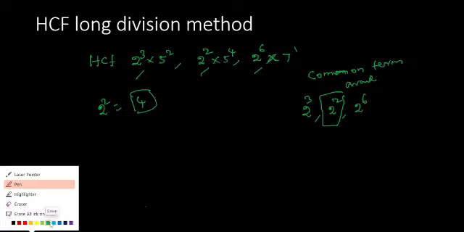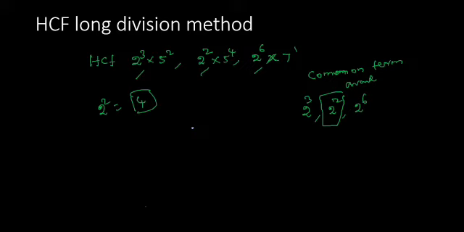Let us assume that I have a problem like this. 3 squared into 5 squared. I want to find the HCF of 3 squared, 5 squared; 3 to the power of 1 into 7 to the power of 1 into 5 to the power of 1; and then 3 to the power of 3 into 7 to the power of 2 into 5 to the power of 4. Now, I want to find the HCF of all these things.